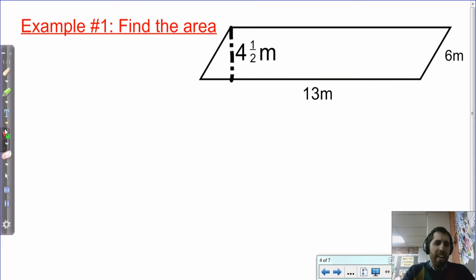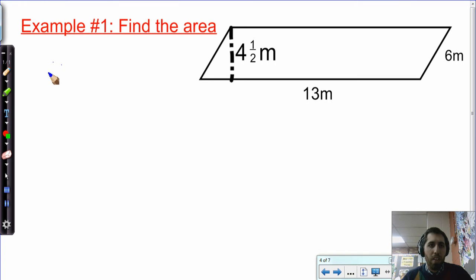Alright, let's see what it looks like in action. If we're given this parallelogram, how are we going to find the area? Well, we know that area of a parallelogram, and I like to use this little symbol to show I know I'm talking about a parallelogram, is equal to the base times the height. The base in this case is whatever has a perpendicular coming from it, and we see this is the perpendicular. So the perpendicular is coming from the base 13 meters.